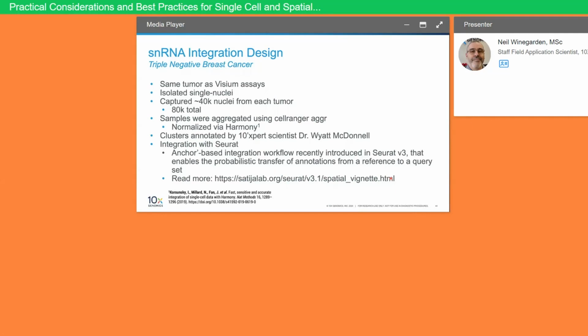Here's another example, which involves some of our own 10X scientists, including Dr. Wyatt McDonald. In this case, the same triple-negative breast cancer sample was processed with a Visium spatial transcriptomics assay, as well as our single nuclei gene expression assay. Integration of single-cell and spatial data was performed using Seurat from the Satija lab. You can learn more about how Seurat does this at the link provided in the last bullet point here.